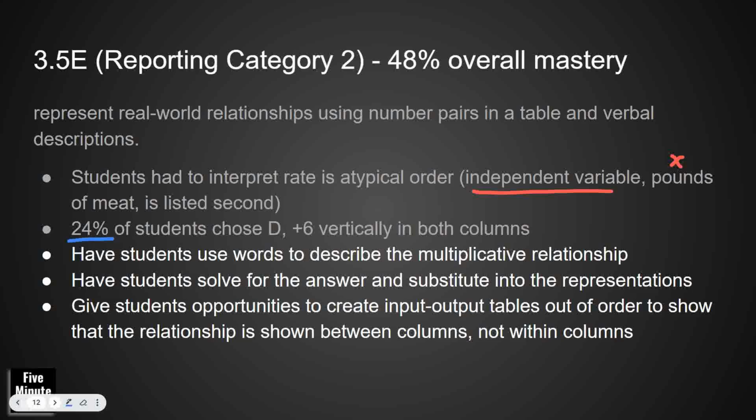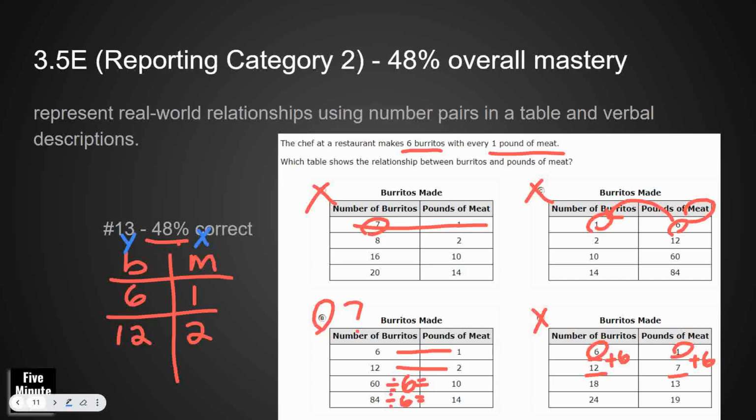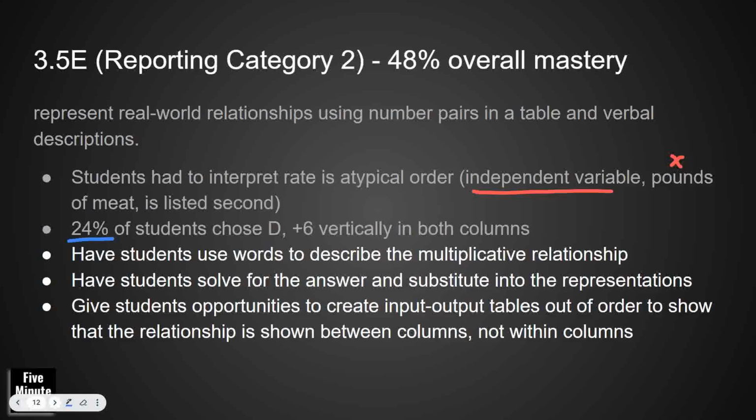And then 24% of the students chose D, which is that one distractor, because the first row worked, but they just added 6. They weren't necessarily going to that second row. But when you had 24% of your students choose D and only 48% of students choose the correct answer, that's a huge distractor. So, how can we help our students?